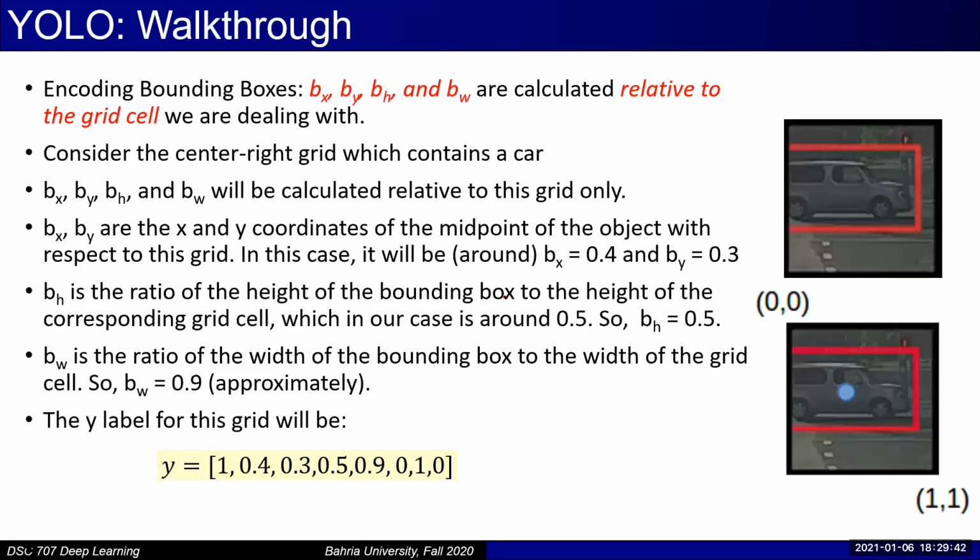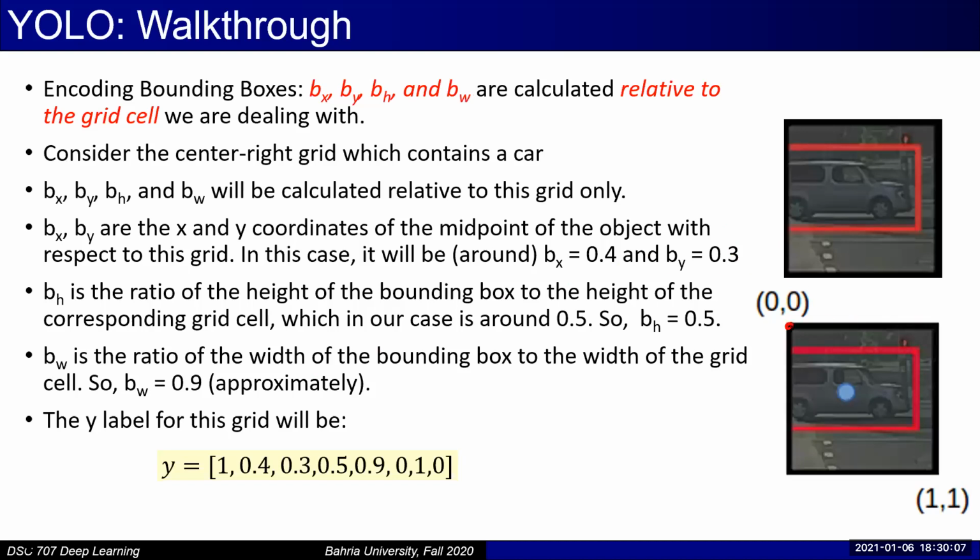Now, how do we encode the bounding boxes, right? We have been using these boxes previously as well, but we did not explicitly discuss how we label them, right? So you see, in case of labeling the bounding boxes, this X, Y, height, and width, they are relative to the grid cell. Now, what does it mean? Suppose this is a grid cell.